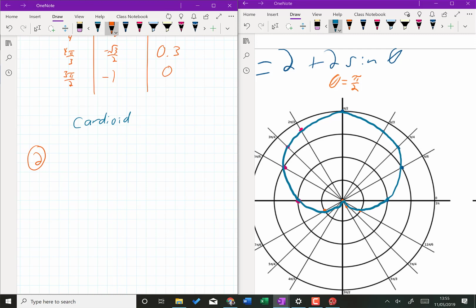Okay. So that's a cardioid. Let's move on to the next one. R equals 3 plus 2 cosine of theta.